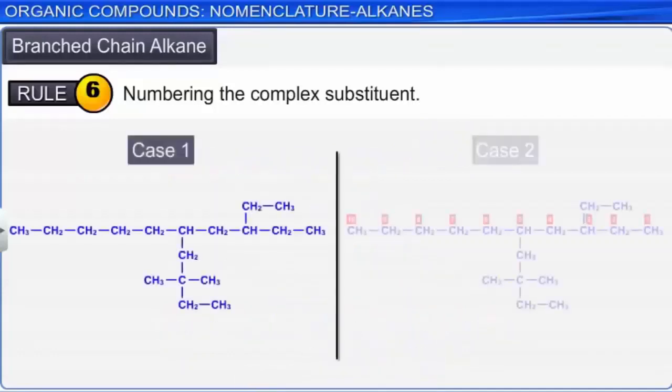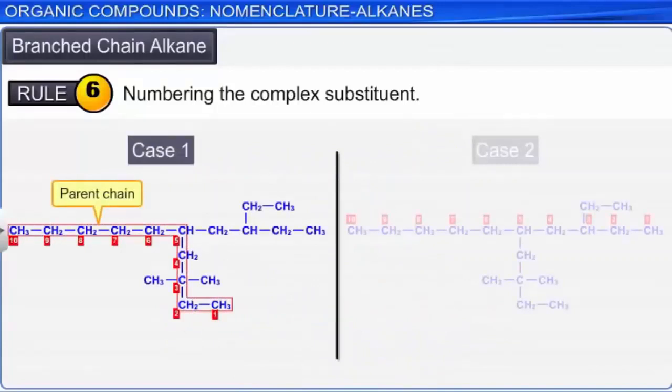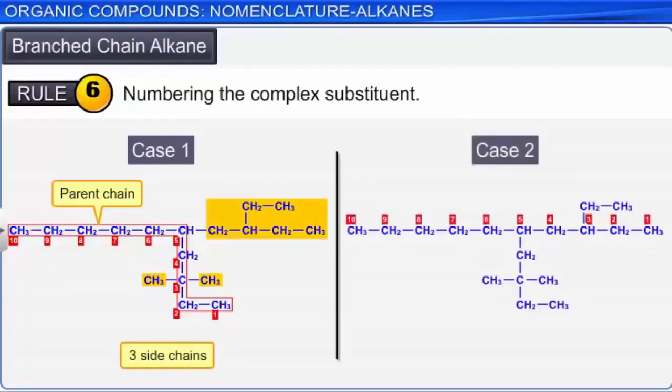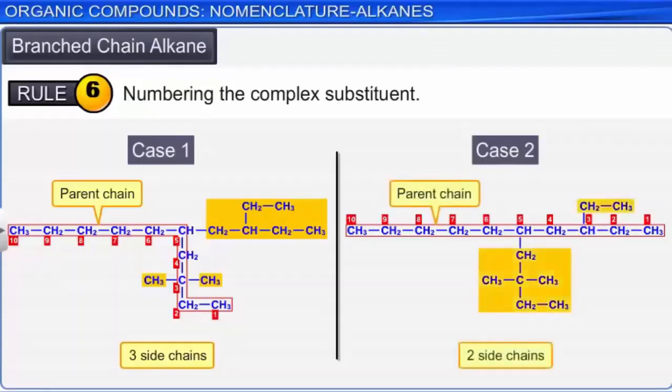The parent chain, which contains more number of side chains, is selected. The chain highlighted in red has 3 side chains attached to it. If we select the other chain, as shown, as the parent chain, it will have only 2 side chains attached. Hence, case 1 is the correct way to select the chain.